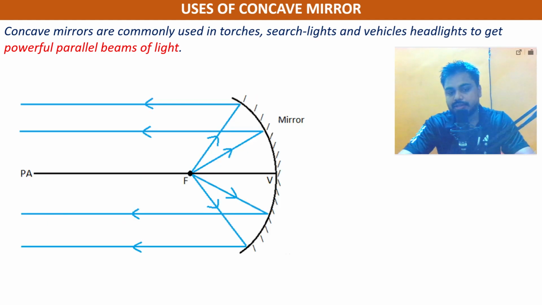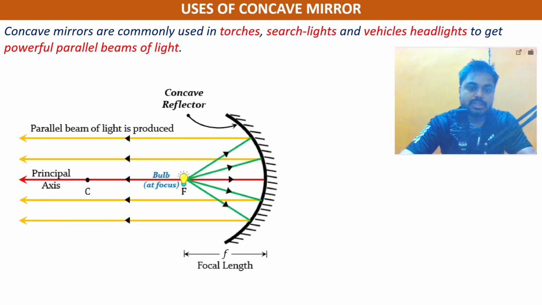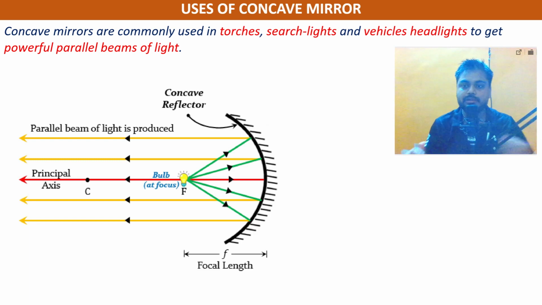This is another ray diagram to very clearly demonstrate this phenomenon. So now what happens in torches, searchlights, and vehicle headlights is that the object, or the bulb, is placed at the focus, and all the rays emerge parallel to the principal axis, and we get a beam of light. A beam means rays which are parallel to each other.